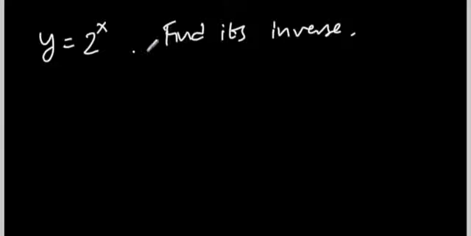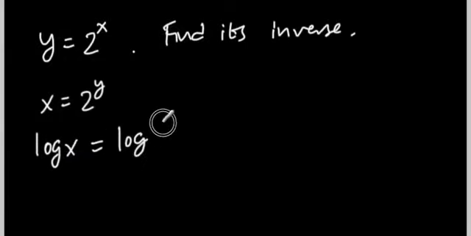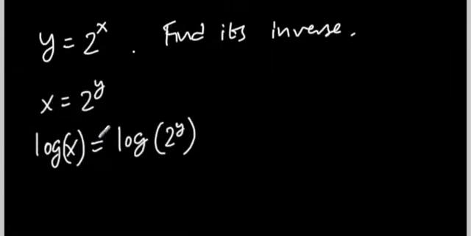If I want to find its inverse, the first thing I have to do is switch x and y, and then solve for y. Now y is the variable, but it's in the exponent. So in order to solve for it, I need to apply logs to both sides. Let's say I apply log of x. Remember, I could have put ln or log, it's the same thing. So I'm going to put log just for now, and this is 2 to the power of y. I could also put brackets around it, and it's always a good habit to put brackets around the log.